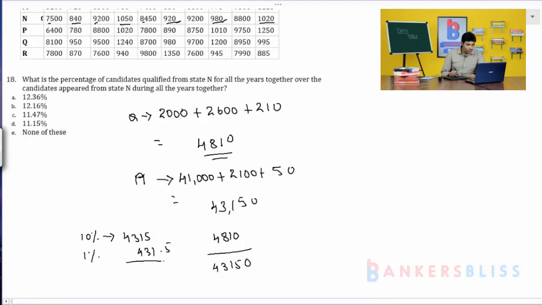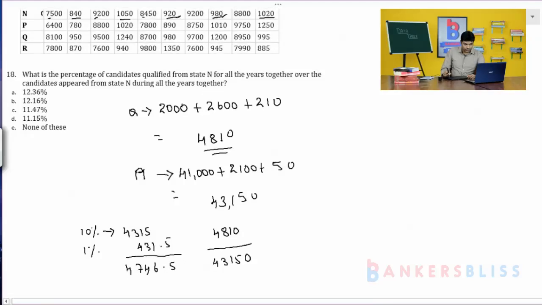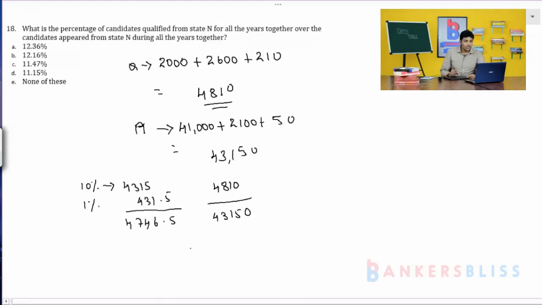431.5. So how much are you going to get? 4746 you got. So what is the difference? 810, 750. Almost 60 is the difference. So if you add 1%, then it will be 431, so it will be much more than the required value.